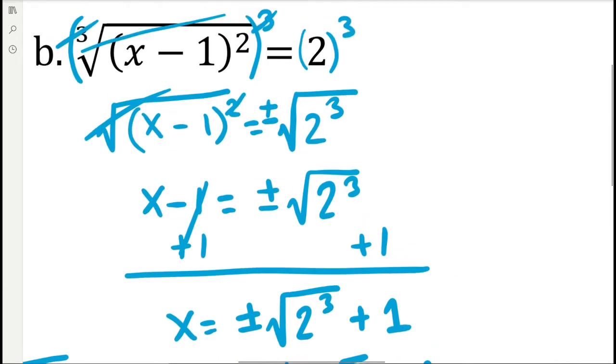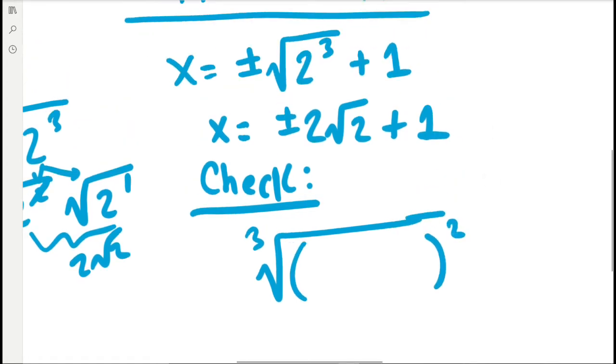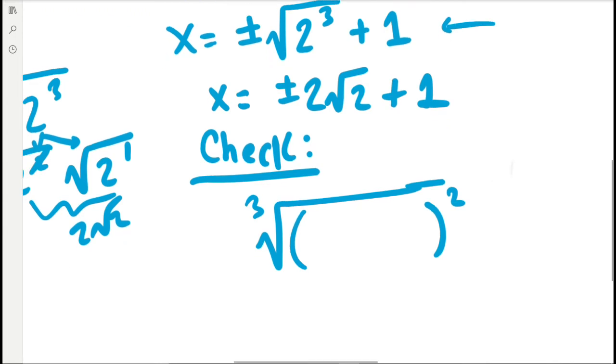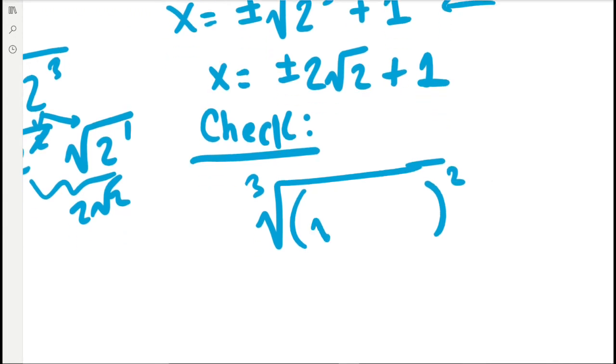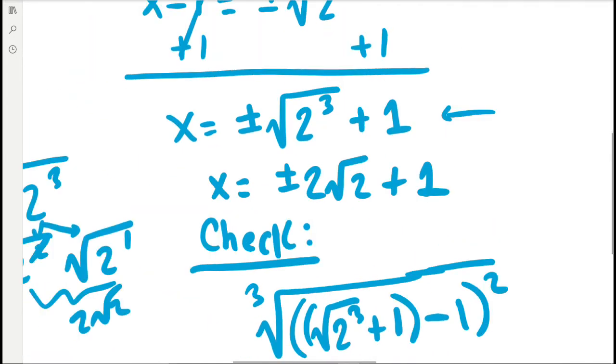So our original equation is the cube root of x minus 1 squared. Now I'm going to plug in this. If I do that, I get the cube root of the square root of 2 cubed plus 1. I need a little bit more room here. And then this is x, right? That's x, and then x minus 1 squared. Remember the equation was cube root of x minus 1 squared and then equals 2.